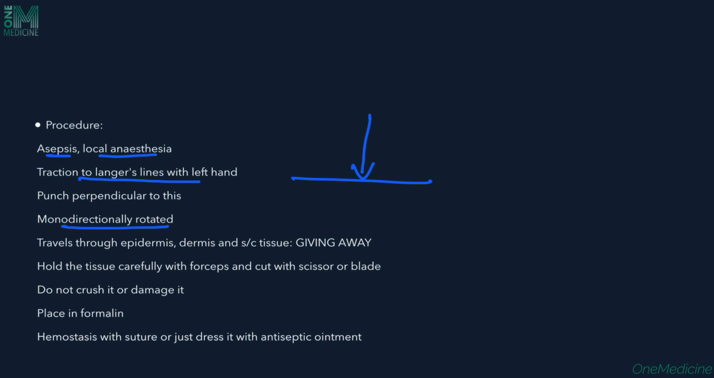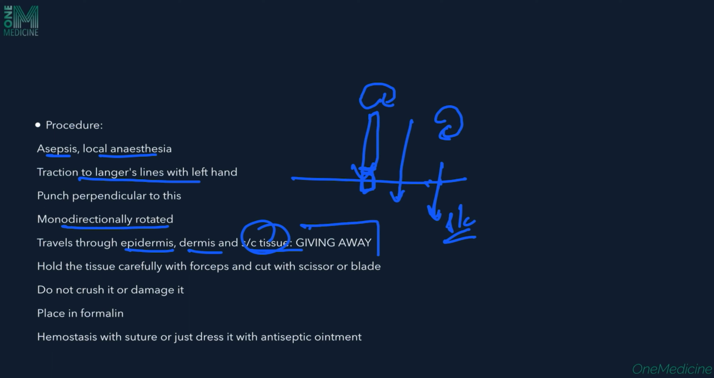Monodirectionally it is rotated. This punch, you have to hold it in your dominant hand and try to rotate it monodirectionally while going deep inside the skin. So you keep rotating it and keep going deep inside the skin until this whole part of the instrument goes inside the skin and reaches the subcutaneous tissue. It has to travel through the epidermis, dermis, and subcutaneous tissue, and when you reach the subcutaneous tissue, you'll feel it giving way.